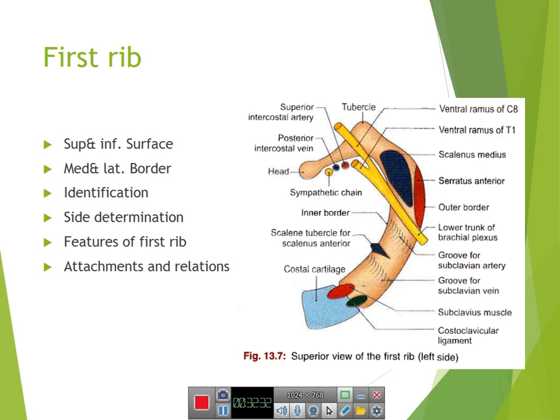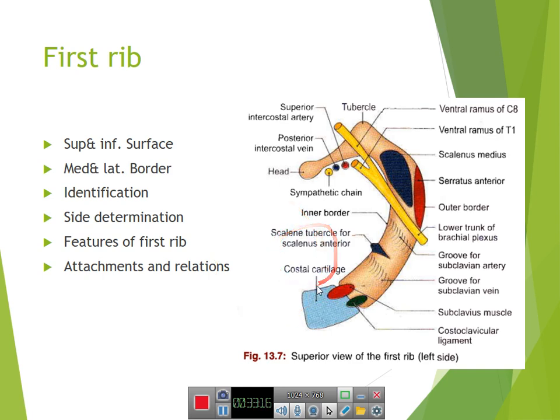In the side determination, there are 3 points. The number one point is that the anterior end is larger, thicker, and pitted. The posterior end that I'm showing here is small and rounded. Another point is that the outer border is convex and does not have a costal groove.